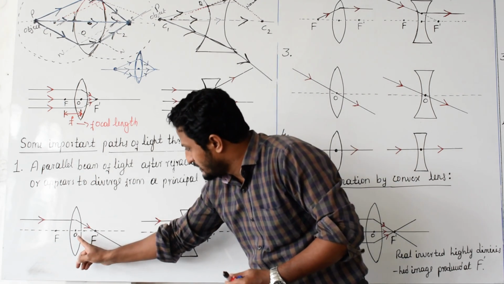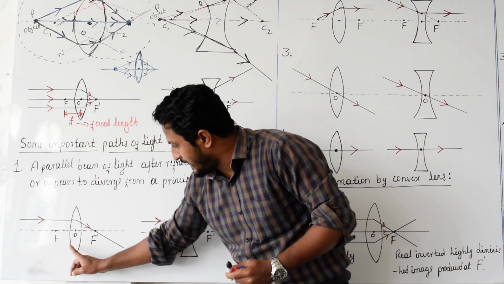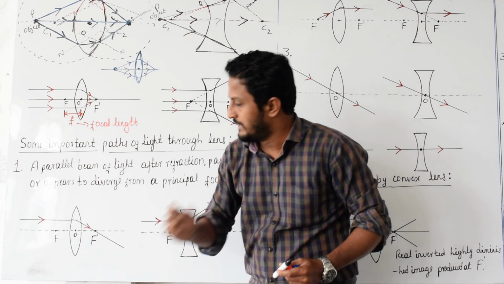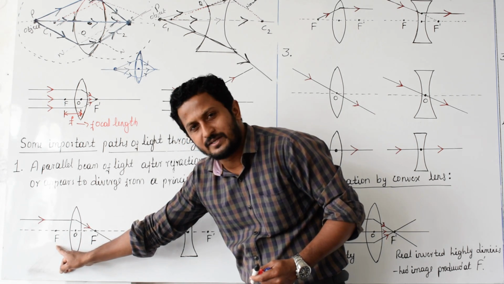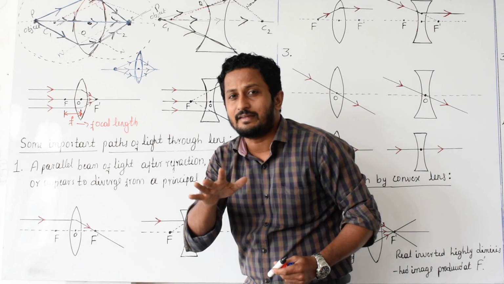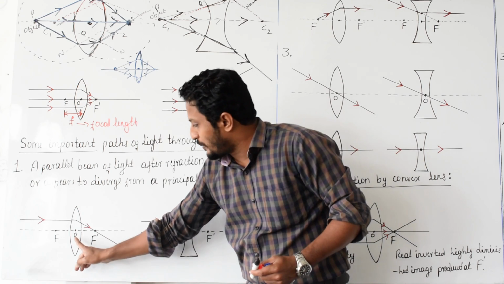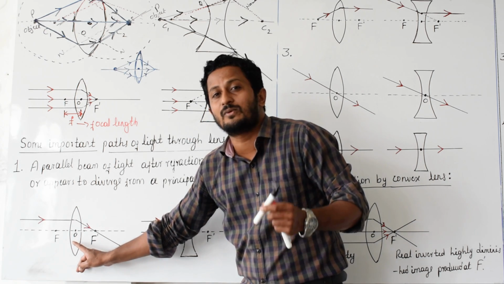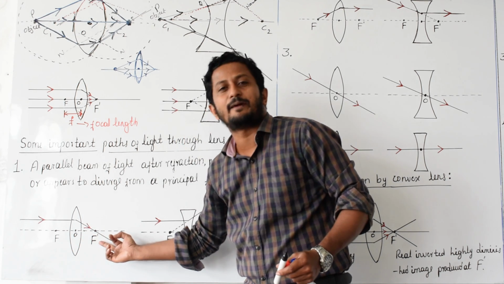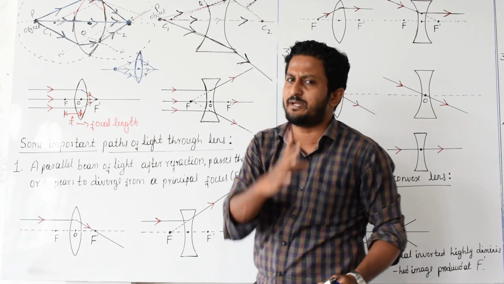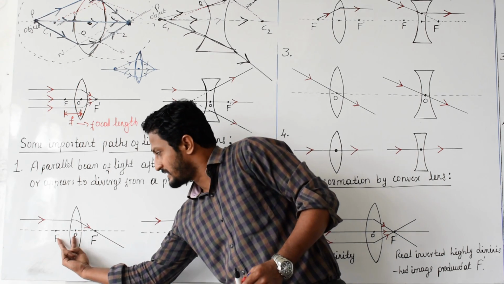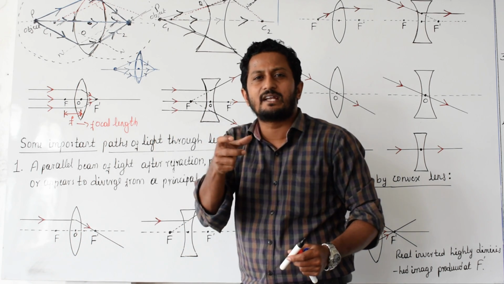I mean this O to F distance and O to F dash distance are equal. Getting what I mean to say? This principal focus point and this F dash principal focus point are equidistant from the optical center of that respective lens. I mean O capital F is equal to O capital F dash. Have you understood? It's very important. While drawing the diagram also, you have to draw like that. This distance and this distance should look the same.